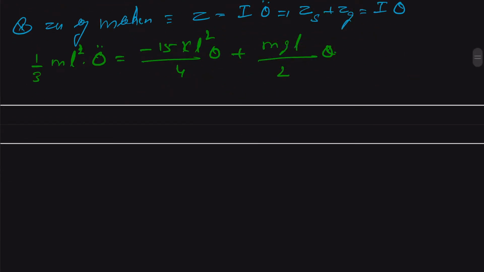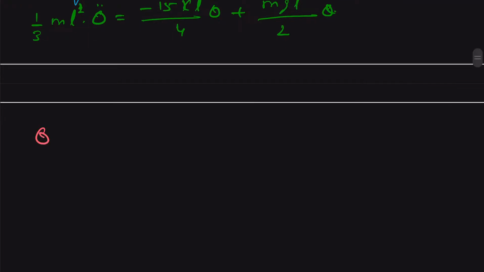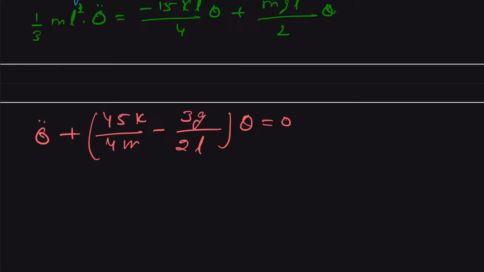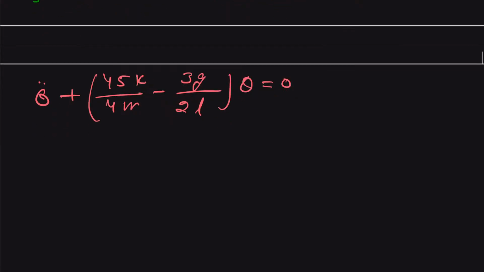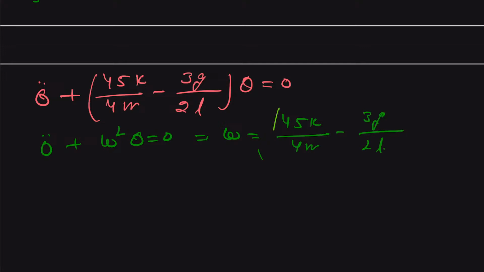let me put the final equation, that is our double derivative plus (45k by 4m minus 3g by 2L) times theta is equal to 0. This is also the equation for SHM, double derivative plus omega square theta is equal to 0. So this gives us that our omega is equal to the square root of 45k by 4m minus 3g by 2L.